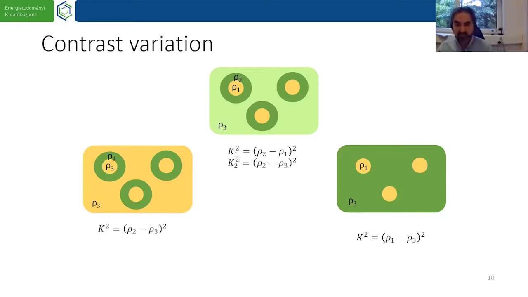If you are lucky, we can do all these three types of contrast variation, but it's not always possible. But already by using two different contrasts, we have much more information, and this can be used for revealing the shape of the particle with much better accuracy.